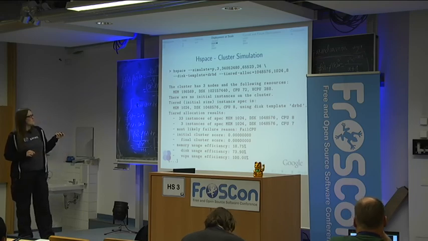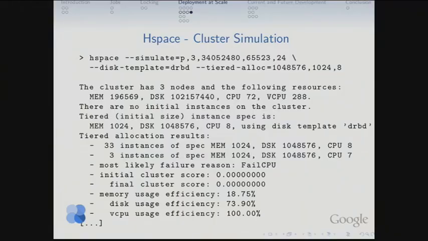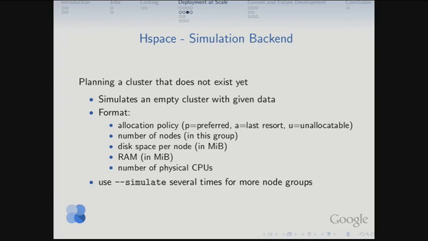So for this, you have to give it a description of the cluster, which is kind of broad. So this is actually the format here. You have an allocation policy, which is actually on a node group level. You might have a node group that is the preferred place for new instances, but maybe a last resort node group, which is, I don't know, some slow computers that are still running somewhere, and if everything else fails, you use that one.